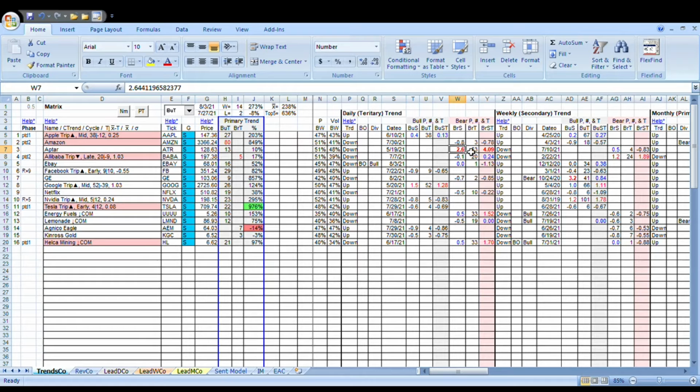Aptar has been down for quite a bit, almost 53 days, which is 4 standard deviations. So if you've been riding this one short against the primary uptrend, it's time to take profits there. But in general, Facebook will probably do well until these cycles get old. So that's really how this sets up.